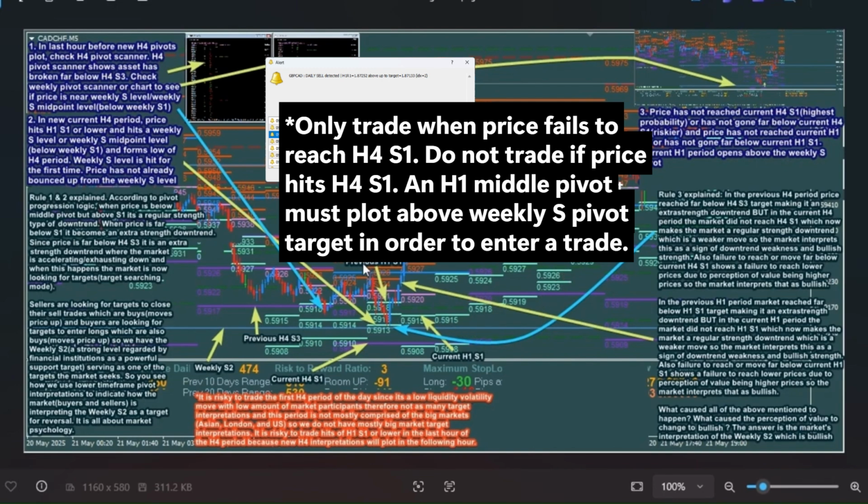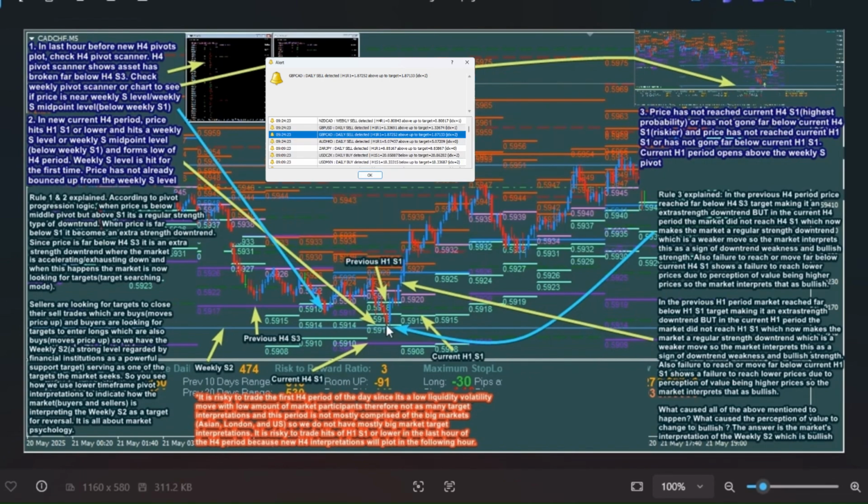So we're looking for price to move down, and we're looking for price to fail to reach the current H4S1. You see how it fails to reach that? That is the highest probability. That is the highest probability setup for a 3 keys trade, because there's a failure to reach the H4S1 target. Okay? And I'll explain why that is in a bit.